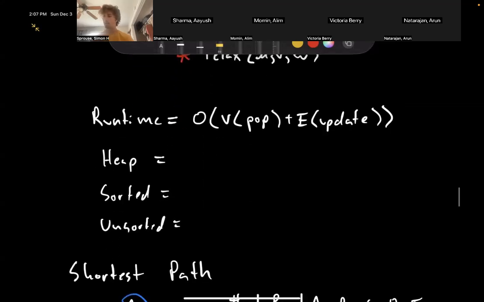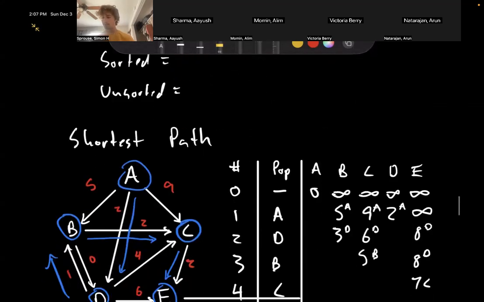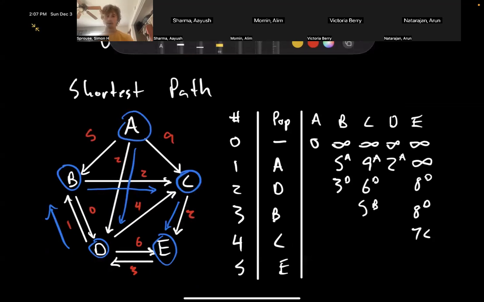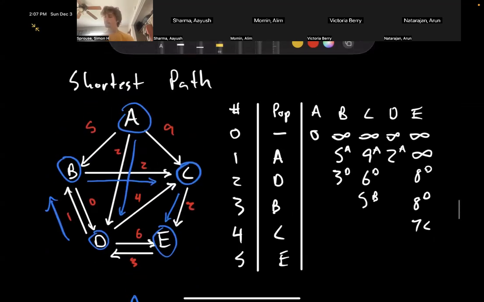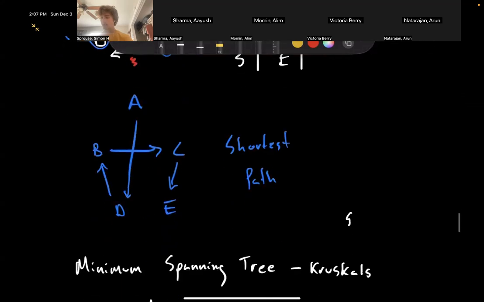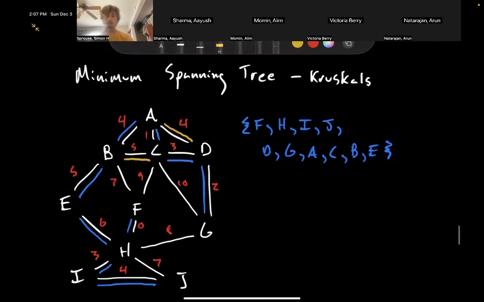We're going to talk about what the time complexity is in different scenarios. Then we're going to actually run Dijkstra's algorithm, and I'm going to ask some test-specific questions about Dijkstra's algorithm that y'all might see based on the output of this table. And then we're going to talk about minimum spanning trees.